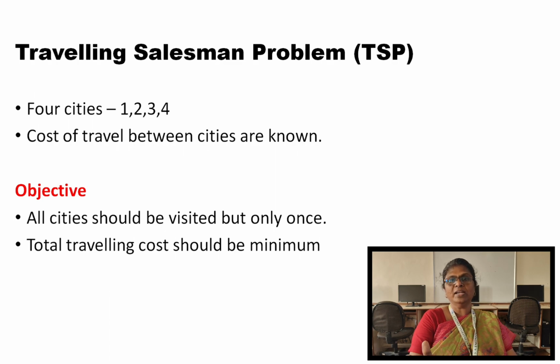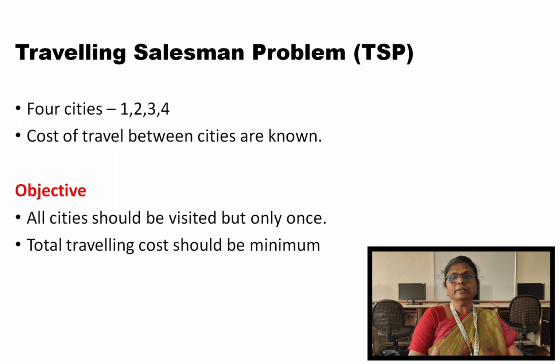Let us try to understand the genetic algorithm with an example. The very famous traveling salesman problem, everyone knows. It is considered to be a real life problem. Generally, for any algorithm which is developed, we try to find the solution for such a problem. In this case, we consider 4 cities, taking the simplest case to understand the concept of genetic algorithm.